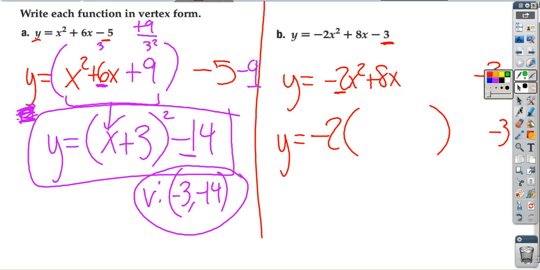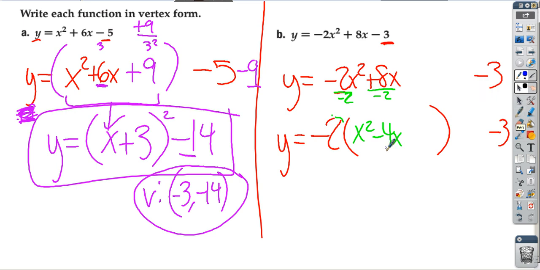So when we do that, what's left behind? Well, this divided by negative 2 is x squared. This divided by negative 2 is minus 4x. And you can verify, if you were to distribute the negative 2, it would get you back up where you started right there. Okay, so now we're in a position to complete the square. So how do we complete the square?